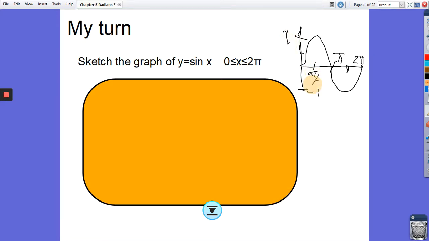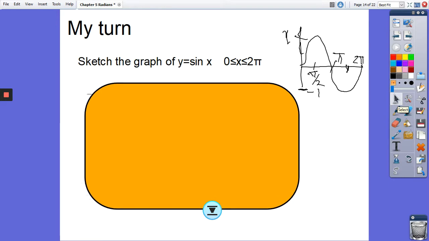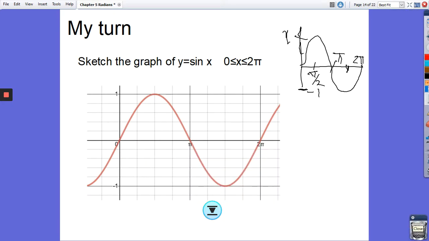That's pi over 2. But if you want to see a much neater, much better version, in true Blue Peter fashion, I'm going to do it like I'm a presenter on Blue Peter. Here's one I made earlier. So there you go. Copy that down. Don't copy my horrendous graph. Copy a sketch of that version there of y equals sine x.